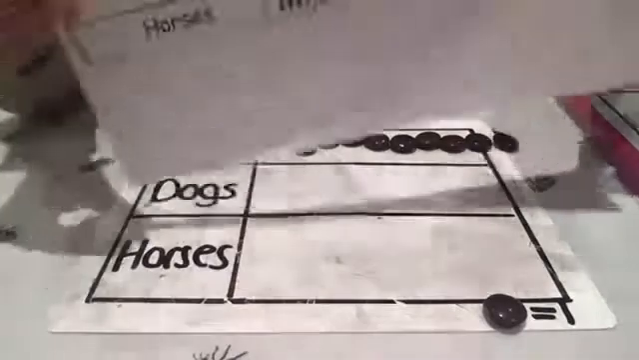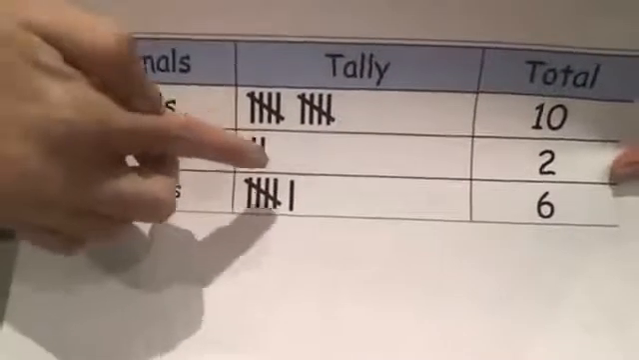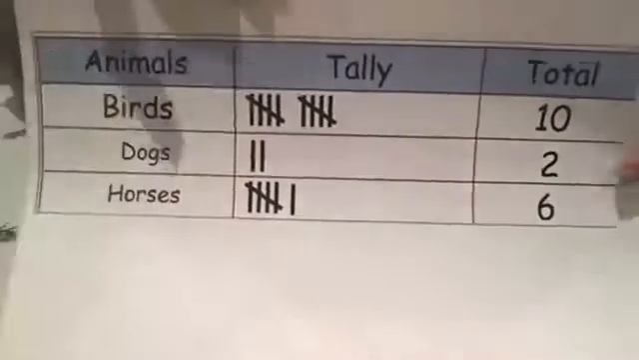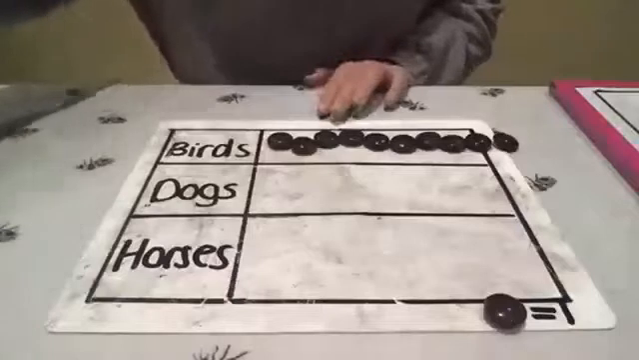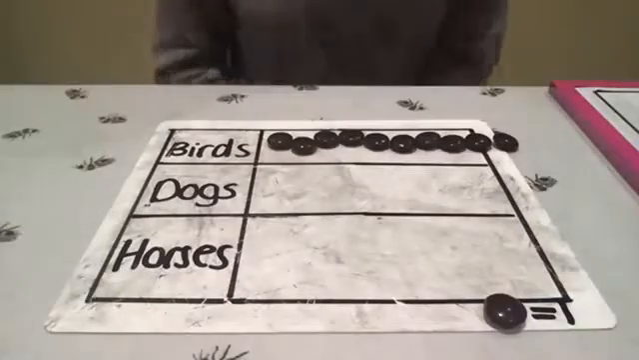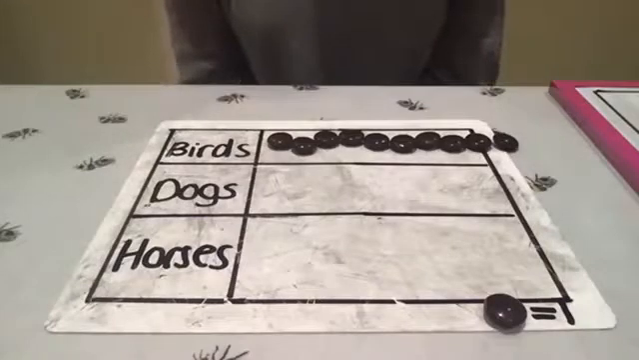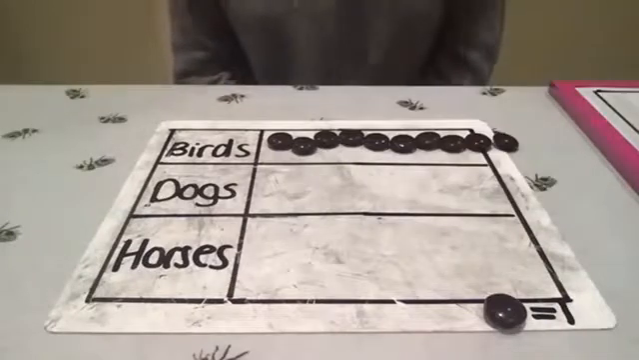Okay, let's do the dogs now. So I'm going to show you the pictogram. How many dogs did he see on his walk? Or how many tally marks have we got? We've got 2 tally marks. So therefore, we need to represent 2 dogs on our pictogram. So if you could pause the video now and have a go at representing 2 dogs on your pictogram using your objects, remembering that one object equals one animal. Pause the video now and have a go.